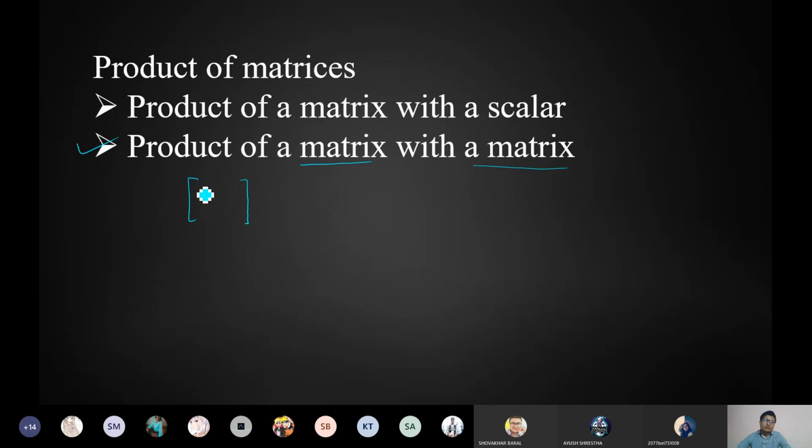This matrix has elements 2, 3, 4 and 5, and I have another matrix with elements 2, 3, 4, 5, 6 and 7. Can anyone tell me the order of these two matrices? The first matrix. Binisa Pandey, are you here? Turn on your microphone and tell me the order of this matrix.